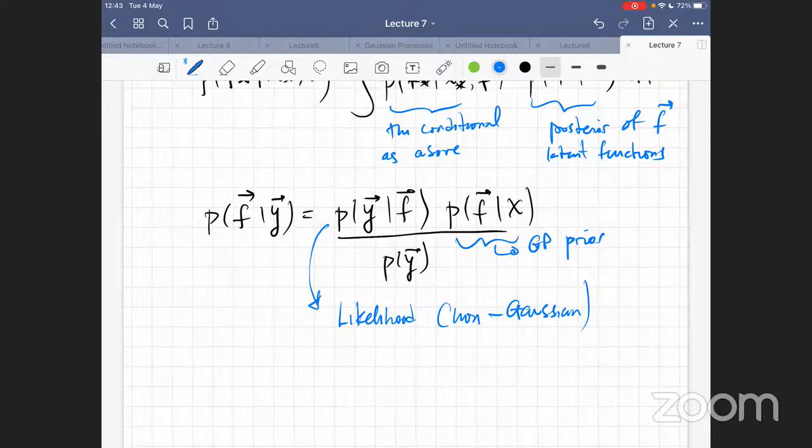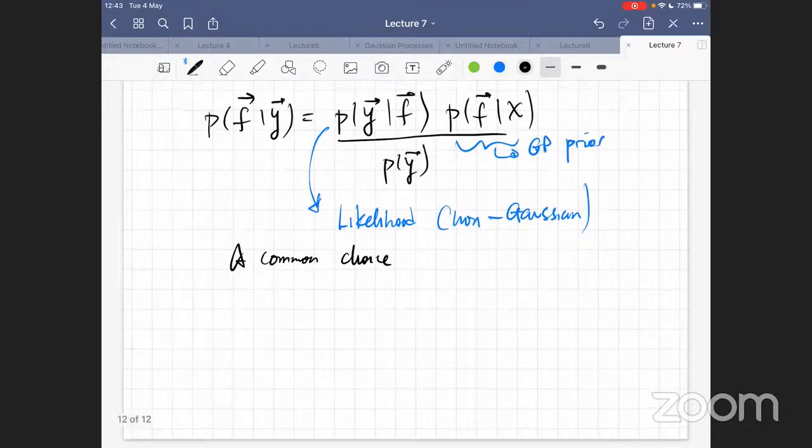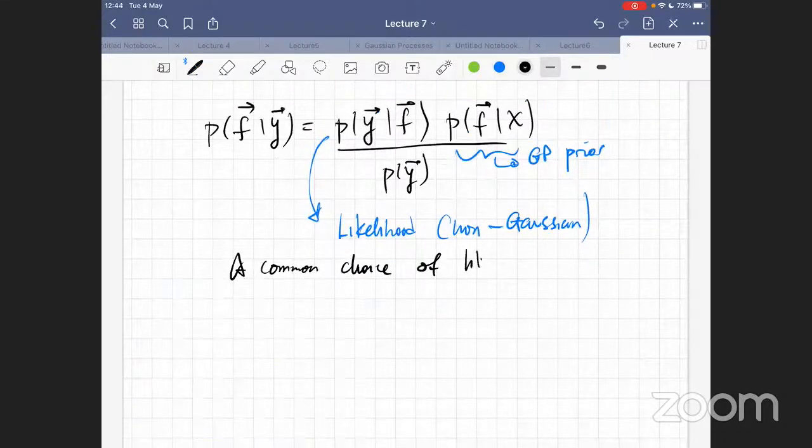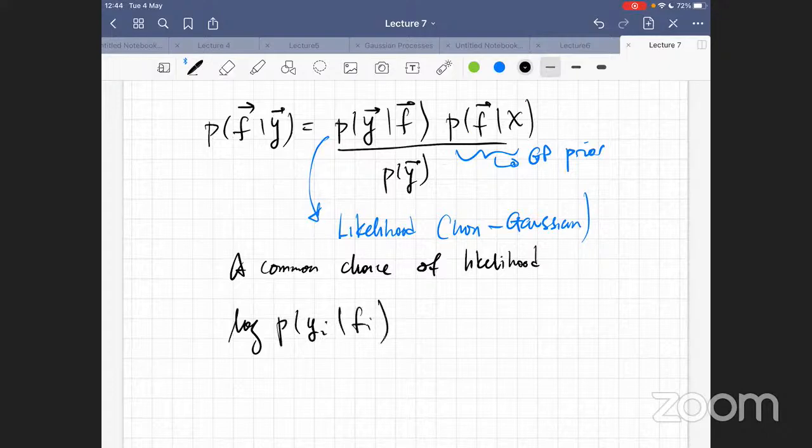So there are several choices of likelihood in the literature. A common choice is the following. Common choice of likelihood. Let me just put the log of the likelihood of a point i with output yi given some latent variable at this point is the minus log of 1 plus e to the minus yi fi.